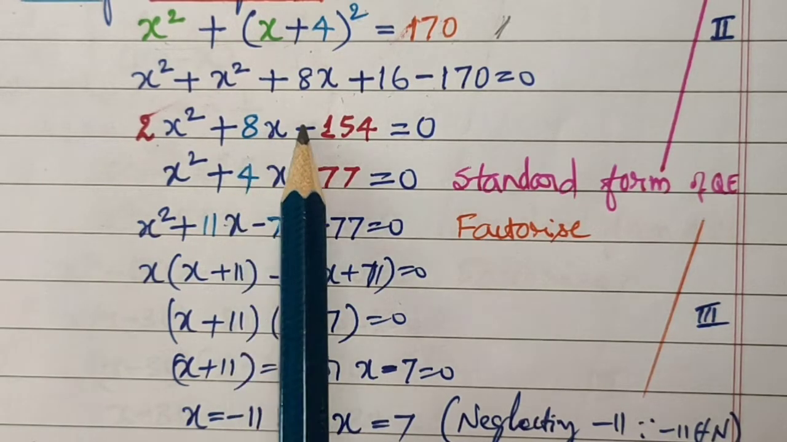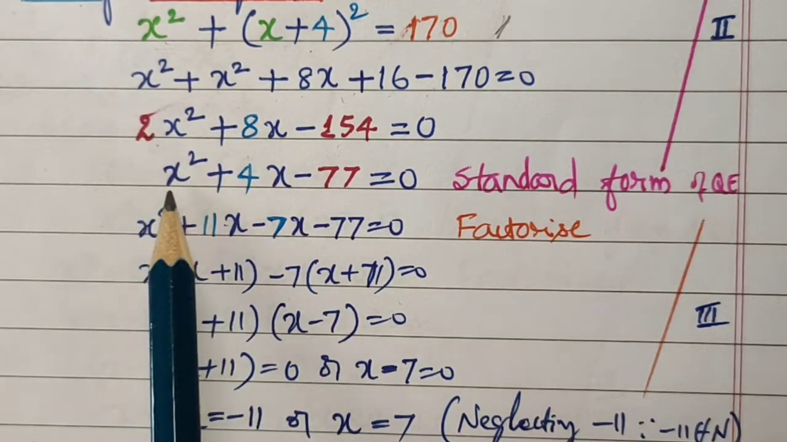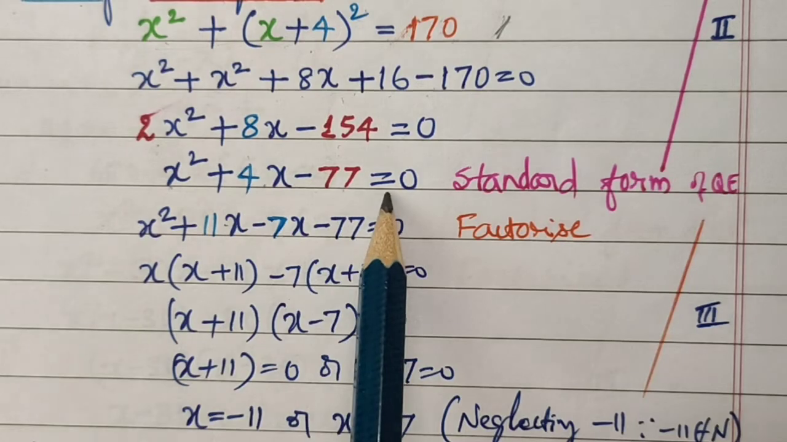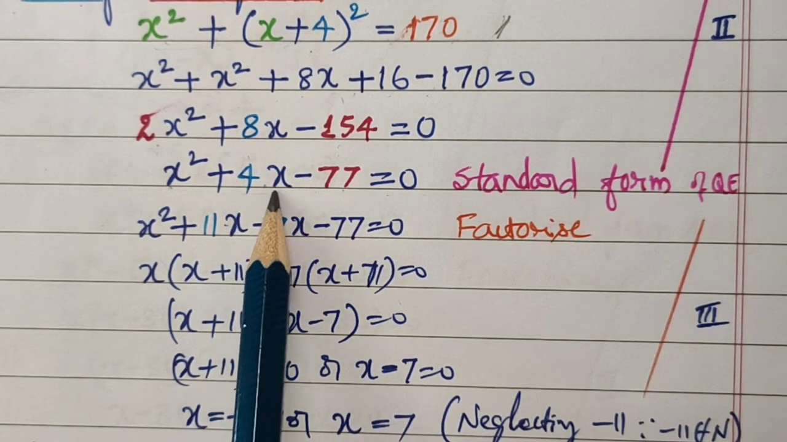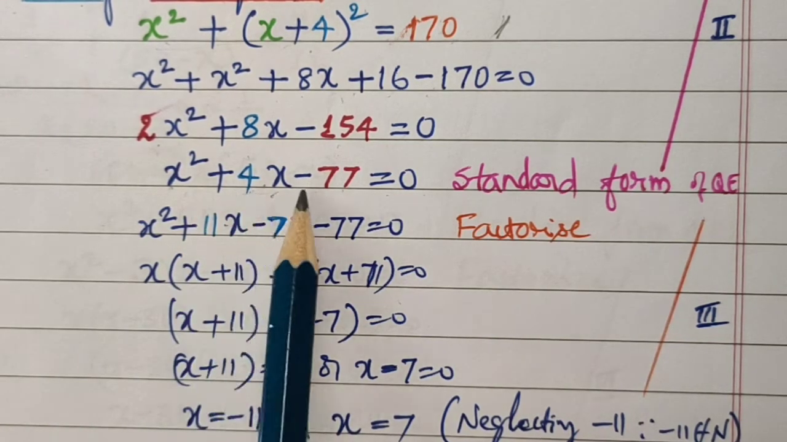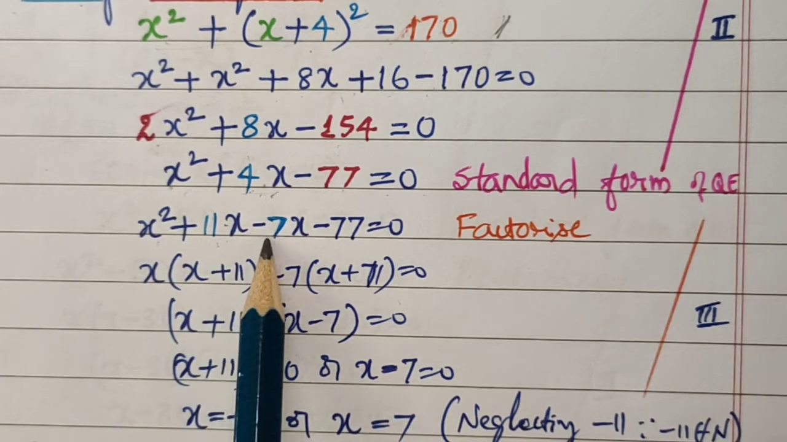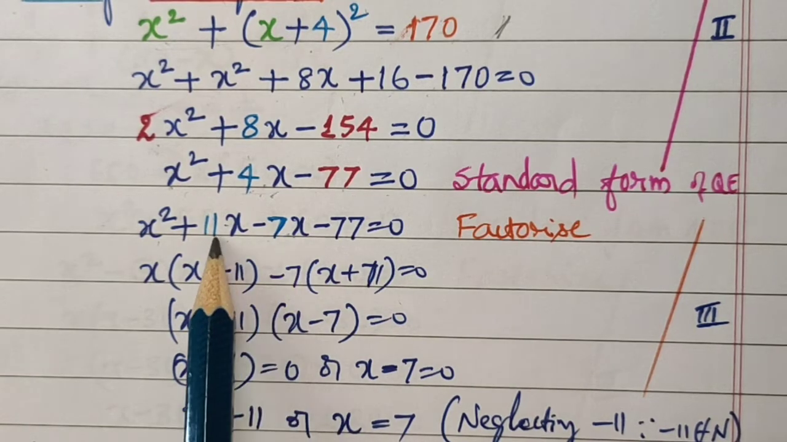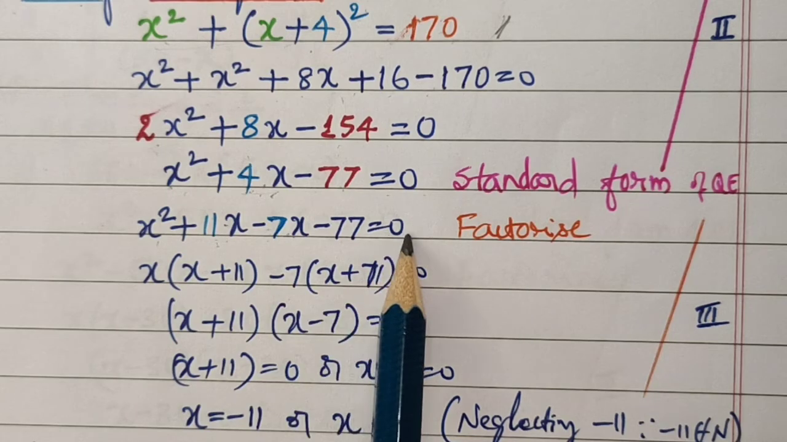Before we factorize, let us divide the whole equation by 2, because all are even numbers. When you divide the whole thing by 2, x² + 4x − 77 is equal to 0. This is in standard form. So you split this 4x in such a way that when you add you get +4x, and when you multiply you get −77. x² + 11x − 7x will give 4x. When you multiply, 11 into 7 will give 77, plus into minus is minus 77, equal to 0.